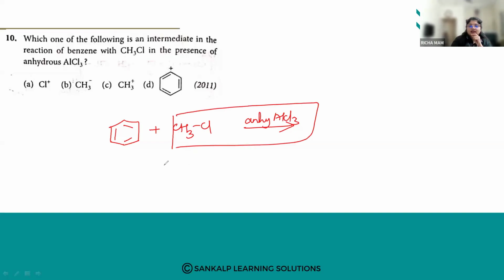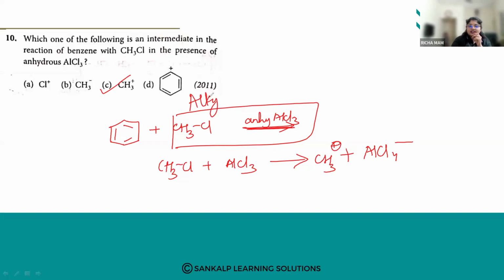If I react CH3Cl plus AlCl3, what am I going to get? AlCl4 minus plus CH3 plus. So our electrophile is the methyl cation, right? So it is option number C. Whenever we do alkylation of aromatic compounds with an alkyl halide in the presence of aluminum chloride, it is a Friedel-Crafts alkylation reaction. Is it clear? Methyl cation is the intermediate. Option number C. Let us go for the next one.